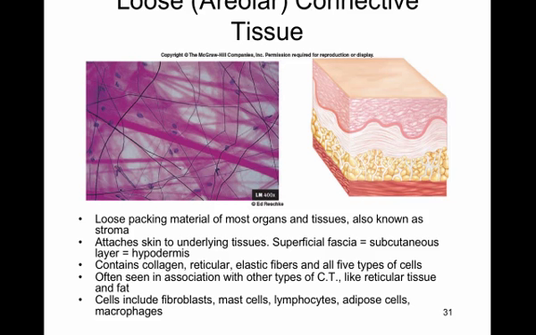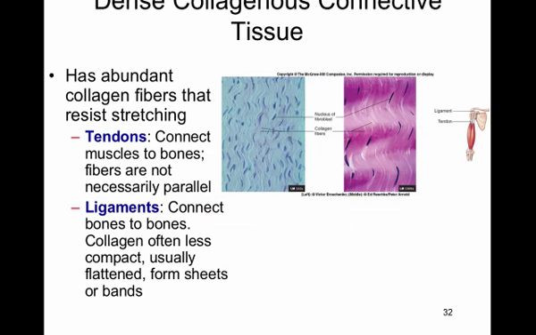So this is a microscopic view of it, and you can see how it's very irregular. There's a lot of space in between it, so it's very loose. That's why it gets its name, loose connective tissue. Unlike the dense connective tissue, which is a lot more closely packed, more regular in orientation. We already talked about how tendons connect muscles to bones and ligaments connect bone to bone. It's just a lot more compact.